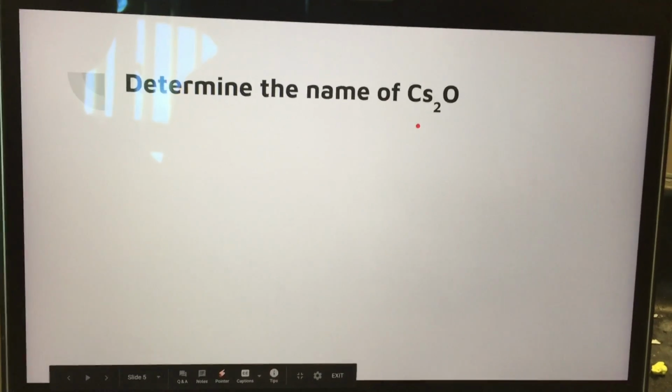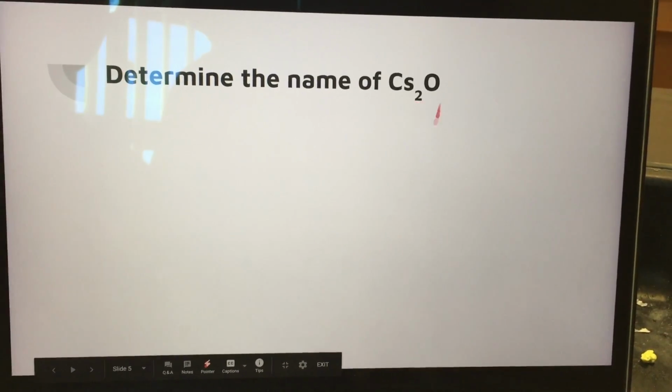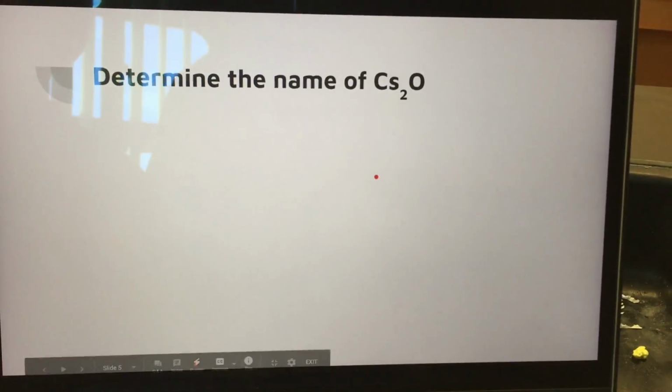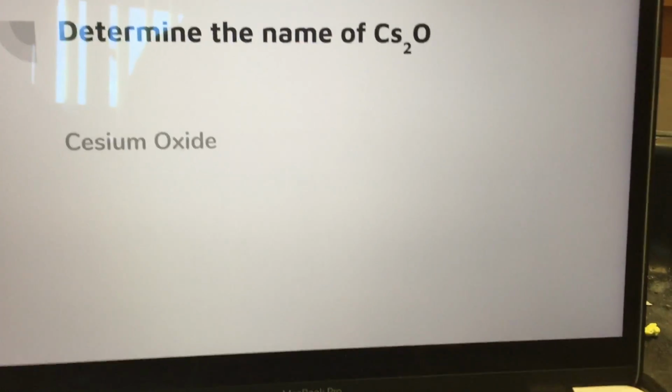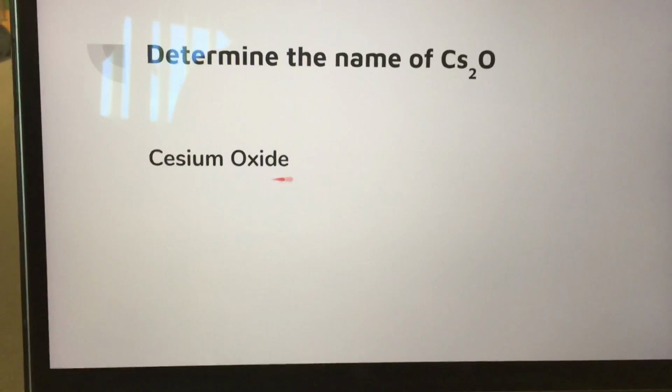Determine the name of Cs2O. Okay, time's up. The name was cesium oxide.